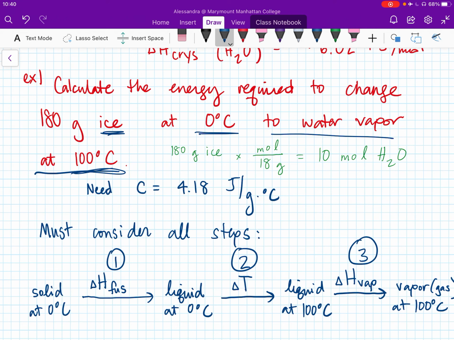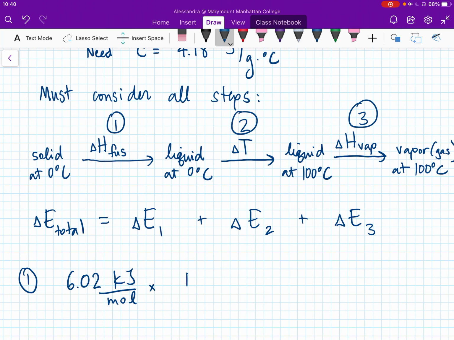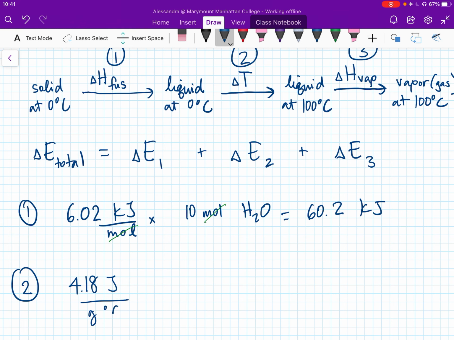I need the amount of water in moles because I need to multiply that by the heat of fusion to get rid of the moles. So 10 moles of H2O. I needed that in moles so that I can cross these moles out and get the number of kilojoules of water. So that is going to be whatever that is, 60.2 kilojoules.